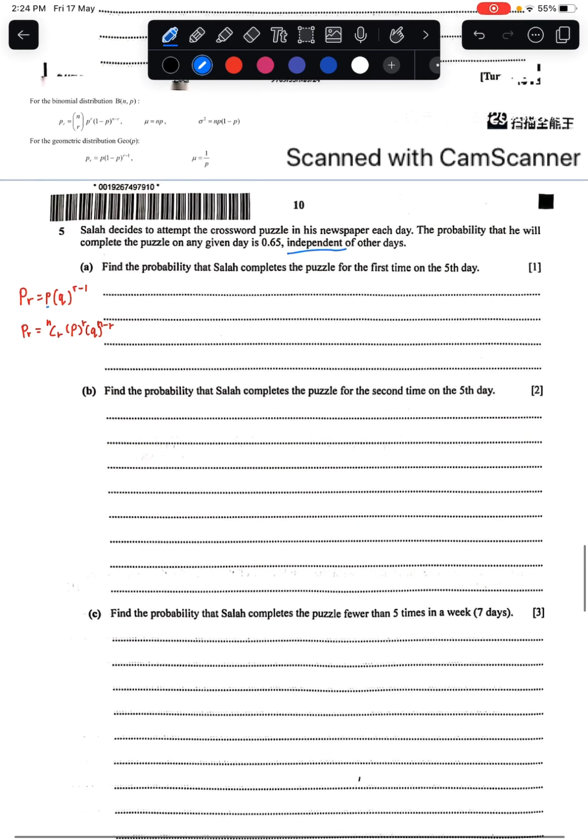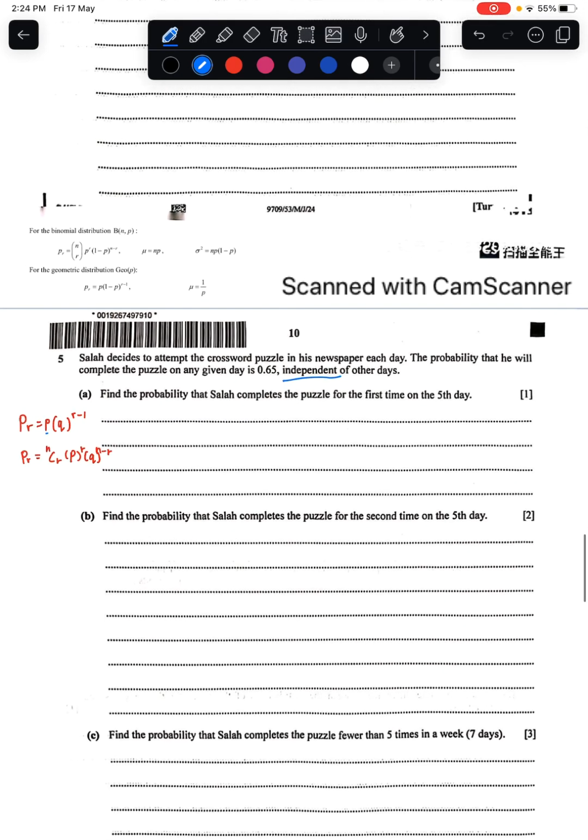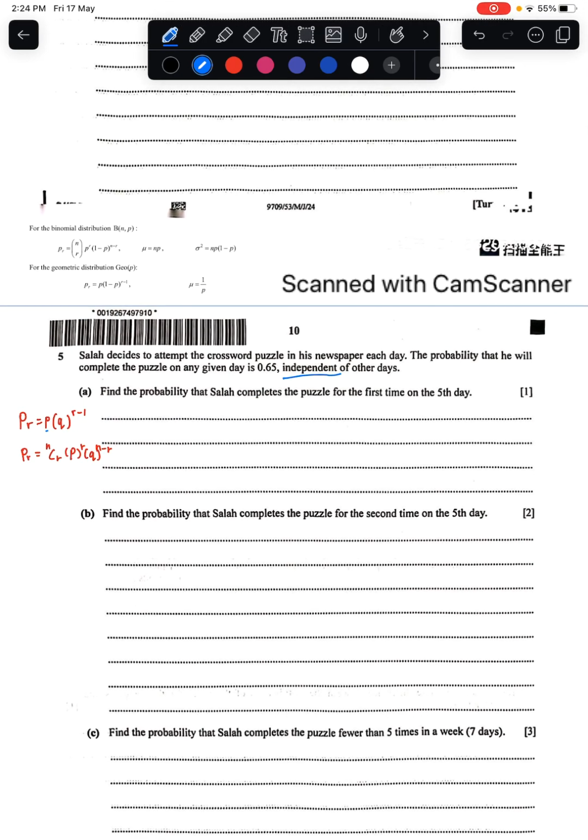Okay, so question 5 is slightly trickier. It tests you on binomial and geometric distributions. Salah decides to attempt the crossword puzzle in his newspaper each day. The probability that he will complete it is 0.65, independent of other days. Find the probability that Salah completes the puzzle for the first time on the 5th day. This means that he fails 4 times, then he gets the W on the 5th day.